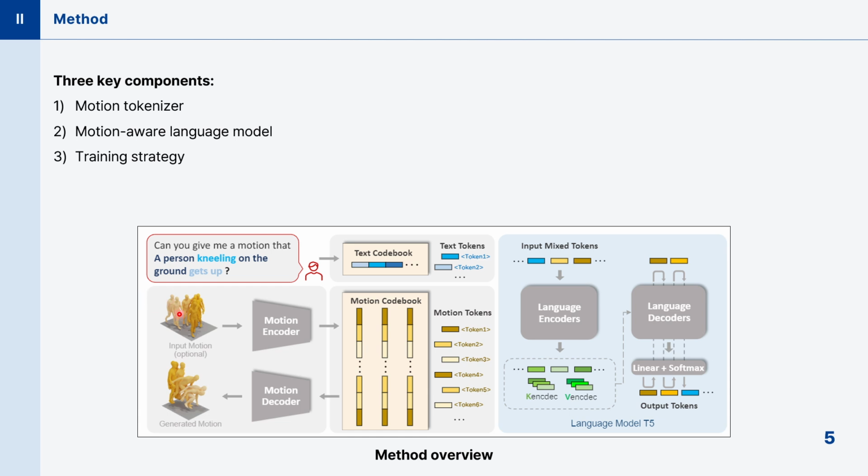Now, let's dive into the core of MotionGPT, focusing on 3 key components: motion tokenizer, motion-aware language model, and training strategies. These elements are the backbone of the MotionGPT model.